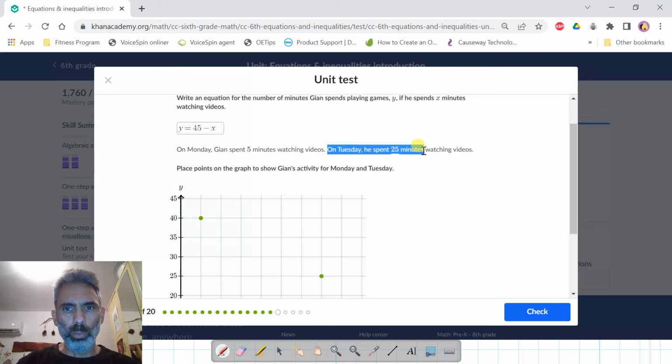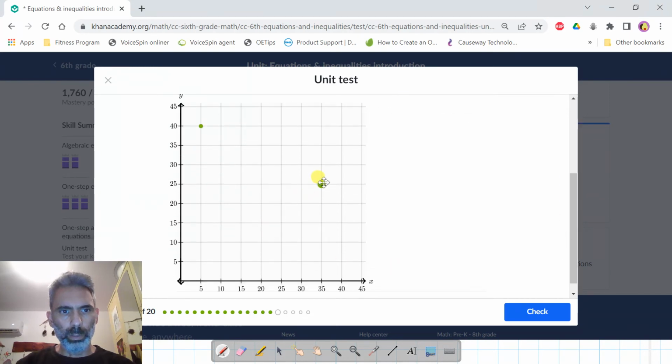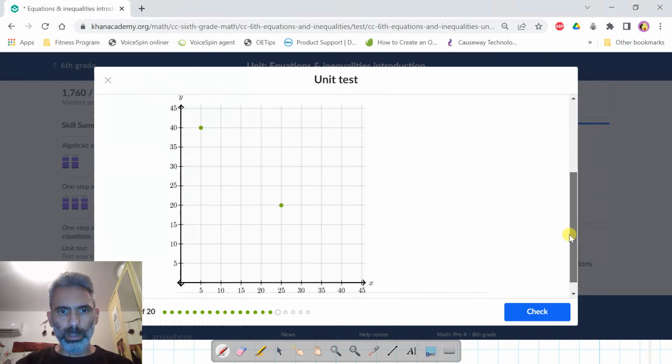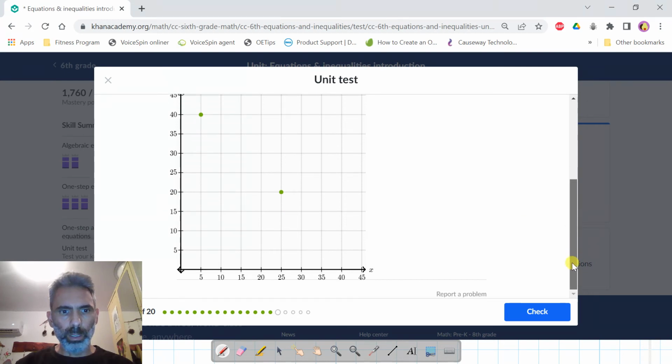On Tuesday, he spent 25 minutes watching videos. So on Tuesday, x equals 25. If I plug in 25 for x, 45 minus 25 is 20. So y equals 20 for Tuesday, and x is 25. So for Tuesday, x is 25 and y is 20, and for Monday, x is 5 and y is 40.